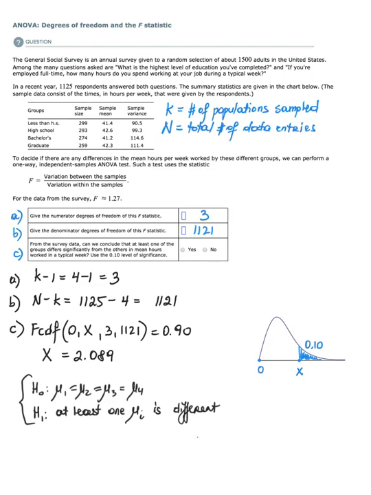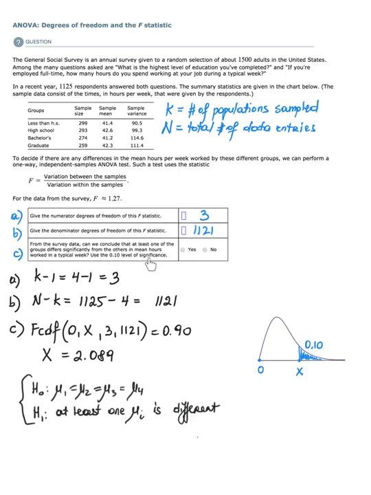Please notice that our question is asking, can we conclude that at least one of the groups differs significantly? In other words, can we reject the null hypothesis? How can we decide whether to reject or keep the null hypothesis? Well, one thing we know is the F statistic. F statistic is given to be 1.27. If I knew the critical value, I could compare F statistic to the critical value and make a decision whether to reject or keep the null hypothesis. Let's get that critical value.